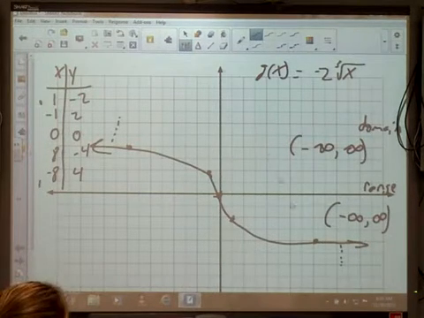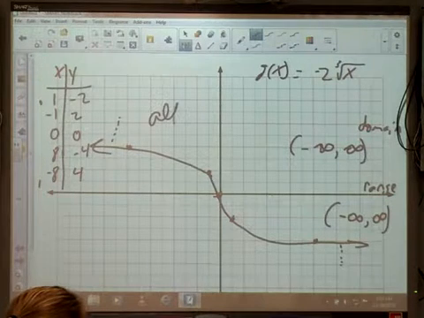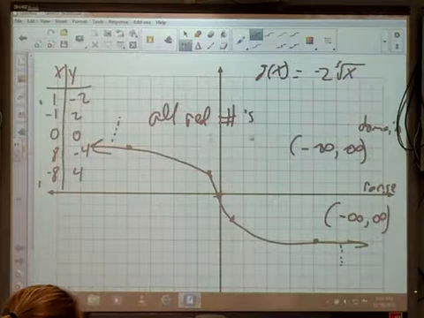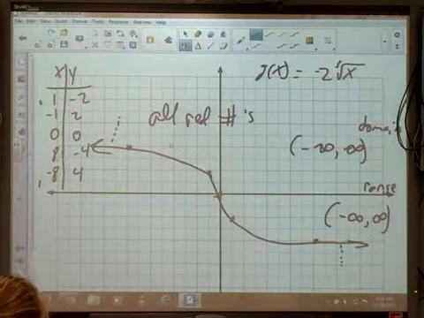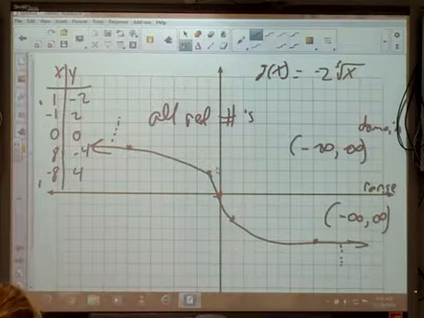Alright, now you can write that a different way. What if I told you the domain was all real numbers? Does that mean the same thing as negative infinity to infinity? Yep. So you could also write all real numbers. Y'all have told me before.